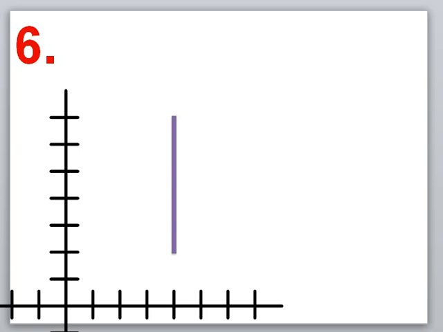The last one I have here. The domain is my x values. Well, the only x value that takes place is this one right here. So my domain is just 4. And I really should say x equals 4. I'll go ahead and put that at the end. You could just put 4 in there.